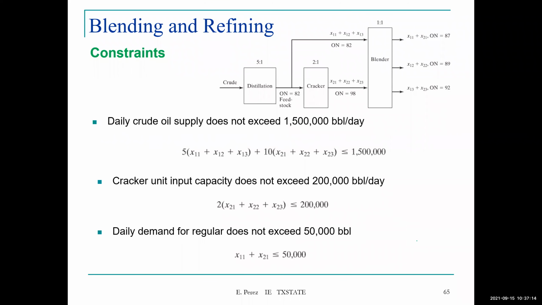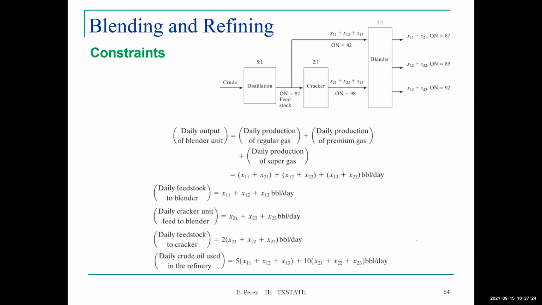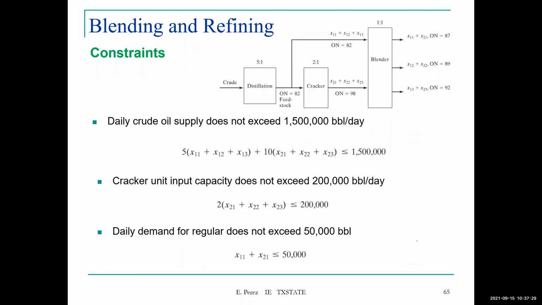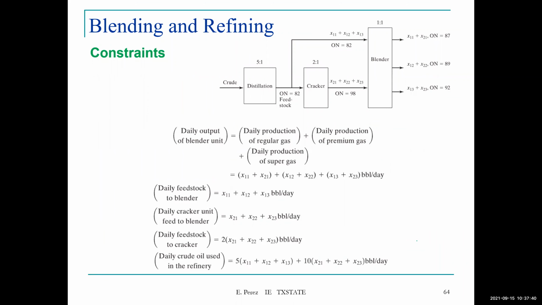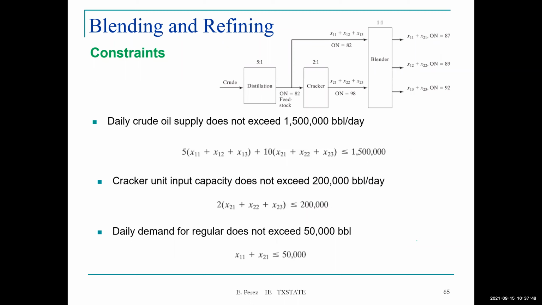So from here, we can estimate the daily crude oil supply does not exceed 1.5 million barrels a day. We obtain that by using this expression that is representing what's coming into the process, and that has to be less than or equal to 1.5 million. The cracker unit input capacity does not exceed 200 barrels a day. So again, we computed that daily feedstock here. There's a ratio of 2 to 1, so that's why we are multiplying times 2. So it has to be less than or equal to 200,000.